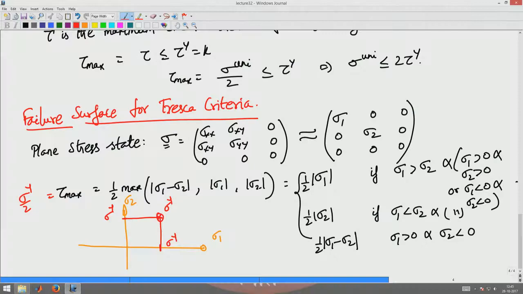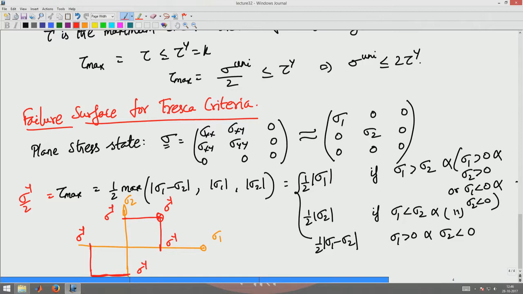I did not distinguish between tension and compression, because only the direction of the shear is going to change between tension and compression. That is why there is absolute value coming in here. So, in compression also I will have the same sigma y as the failure stress, and hence this will be the failure envelope in the tension and compression zones.